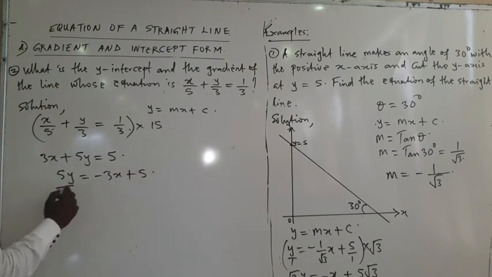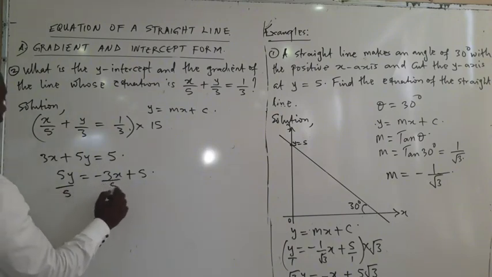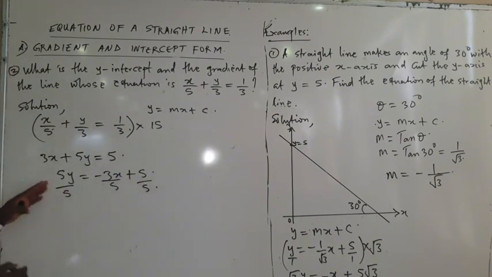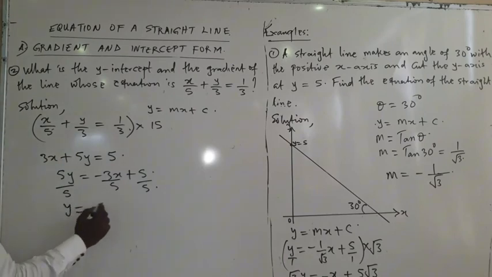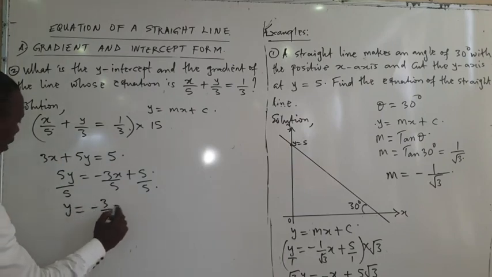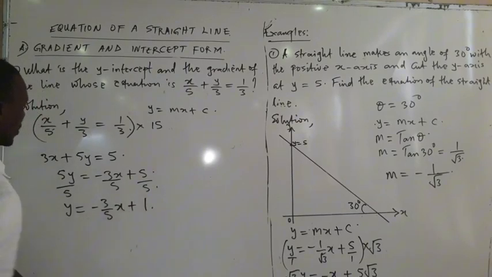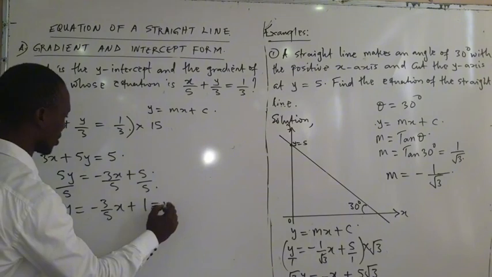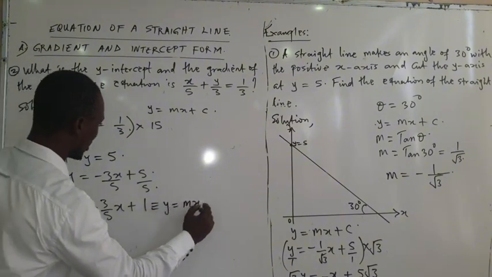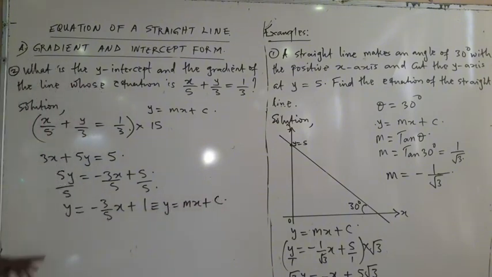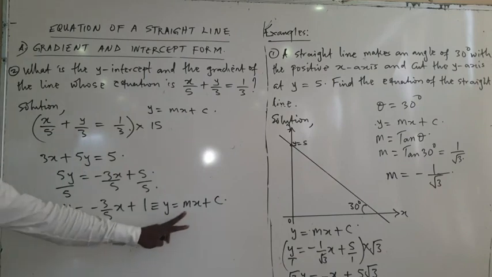So divide through by what? By 5, because we have to make y the subject of formula. So y will now be equal to minus 3 over 5 x, then plus 1. So you can now compare this with y equals mx plus c. So if you compare, y is y, then m is the gradient.